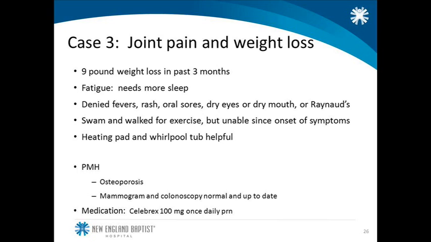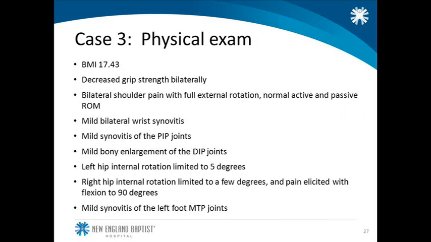Her past medical history included osteoporosis. Her malignancy screens, including a mammogram and colonoscopy, were normal and up to date. And she had taken Celebrex 100 milligrams daily without significant improvement in her symptoms. On physical exam, she was thin with a body mass index of 17. Her general physical exam was normal.